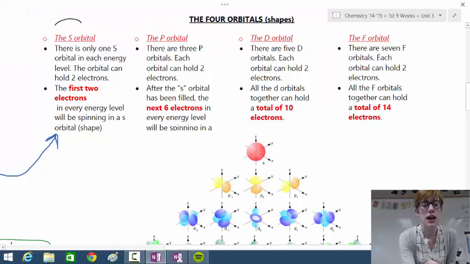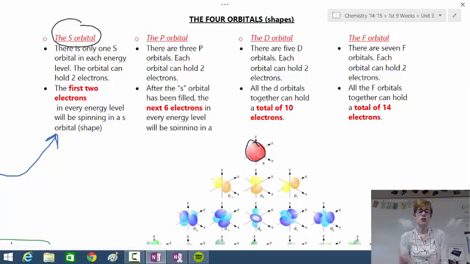The first shape is the s orbital. The s orbital is a circle shape, and so that means that electron can move anywhere inside that circle. There's only one s orbital or one s shape in every single energy level. Each s orbital can hold 2 electrons, okay? So there's 1 electron here and 1 electron here. So the first 2 electrons in any energy level will be spinning in the s shape or the s orbital.